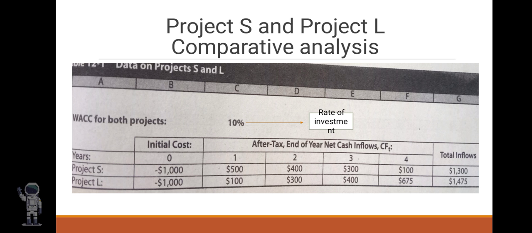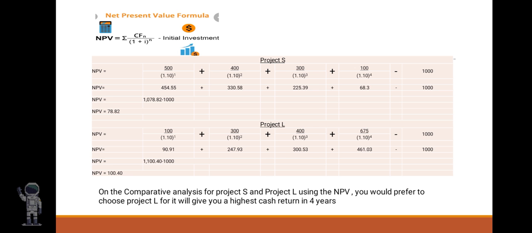So the total inflows in project S is 1,300, while in project L, the total cash inflow is 1,475. So how can we now derive our conclusion? Which return should we use? Which project should we use? Is it S or L?